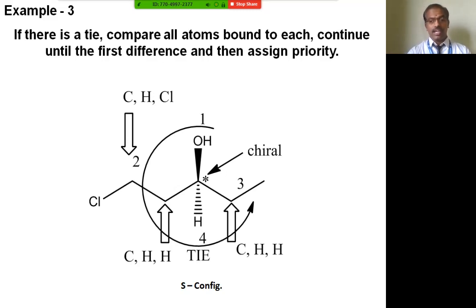Hydrogen is on dashed line. So no problem of taking care. Whatever configuration I'm going to get, as it is, I'm going to write down. So accordingly, one carries OH, the chlorine attached to methyl group is second, third one is the methyl group attached to CH2, then fourth one is hydrogen. So accordingly, you are going to get now anti-clockwise direction, S configuration.